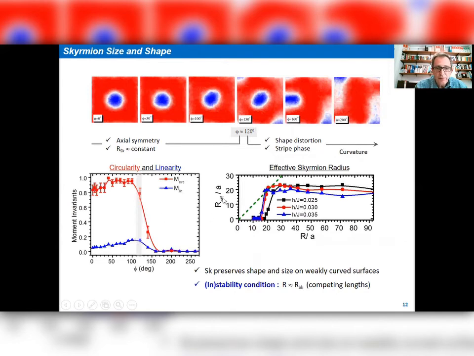Also, we have calculated the effective radius, and we found that for very large cylinders with very large radius, the effective radius remains constant. When the radius of the nanotube decreases and becomes comparable to the radius of the skyrmion, then the skyrmions annihilate. So from this graph, we can deduce a stability criterion that relates the two competing geometrical lengths of the system, the skyrmion radius and the nanotube radius.